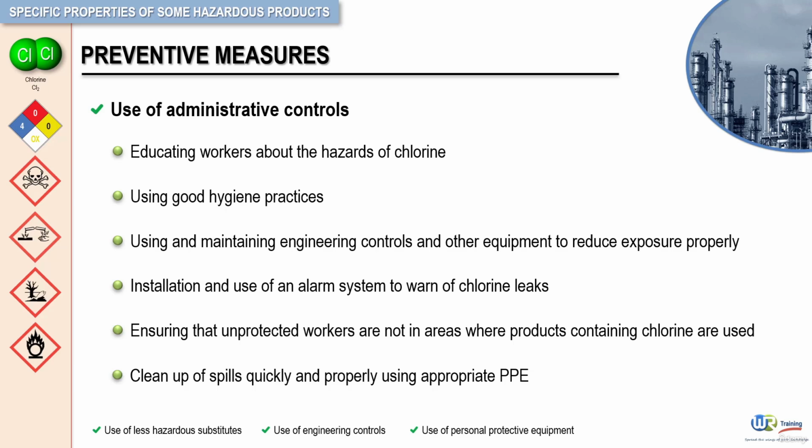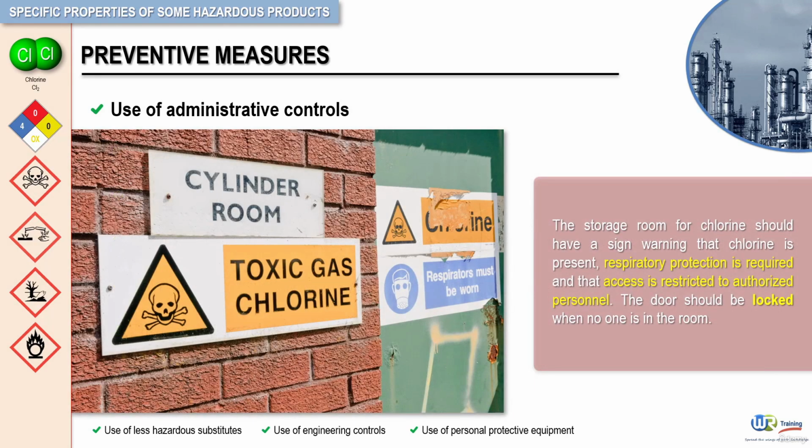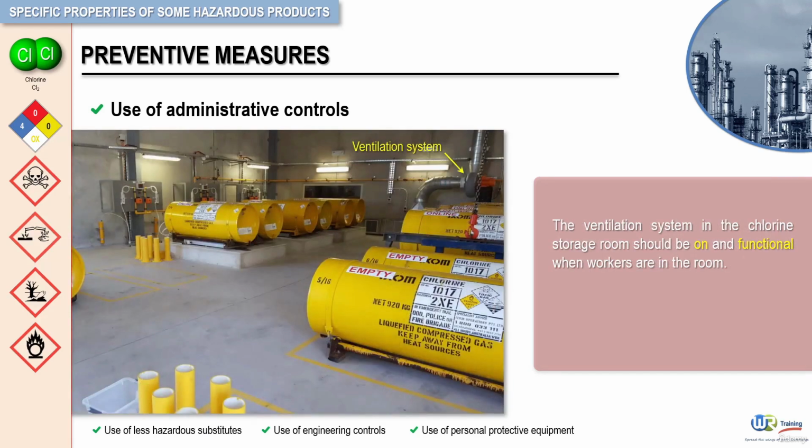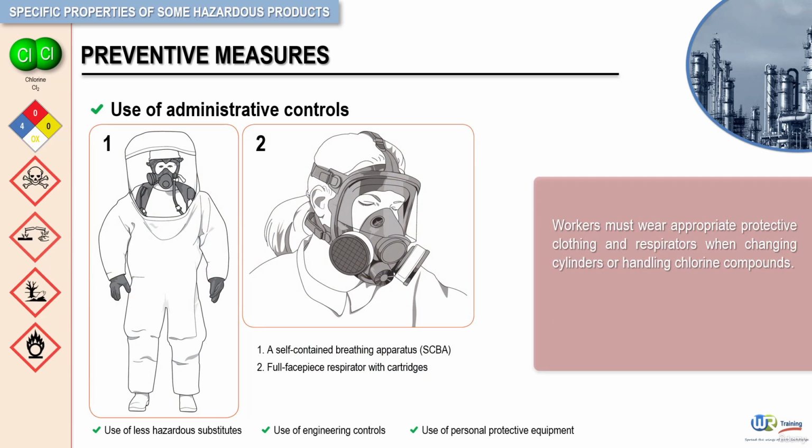In general, the storage room for chlorine should have a sign warning that chlorine is present. Respiratory protection is required and access is restricted to authorized personnel. The door should be locked when no one is in the room. Chlorine cylinder changes should be done, if possible, when there are no workers or members of the public in the building. The ventilation system in the chlorine storage room should be on and functional when workers are in the room. In addition, a chlorine alarm system should be installed with an indicator located outside the room. Workers must wear appropriate protective clothing and respirators when changing cylinders or handling chlorine compounds.